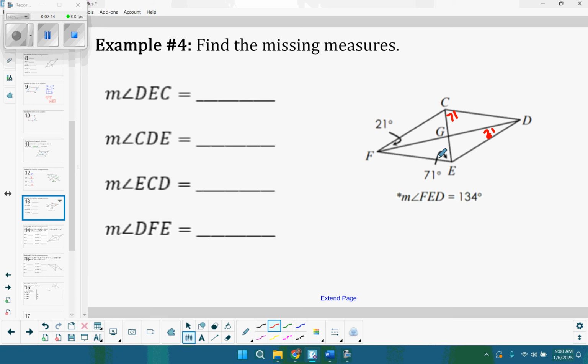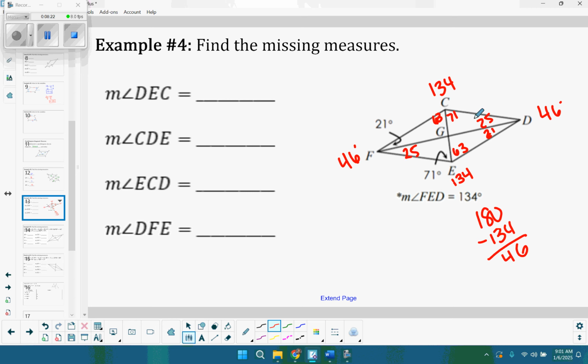We also know angle FED. The whole angle here is 134. So if I take the 71 away, I can find the other side. So 134 minus 71 is 63. So I could put 63 there, and the whole thing was 134. If this whole thing was 134, this whole thing would be 180 minus 134, which is 46. So taking the 21 away from 46, I get 25 and 25.